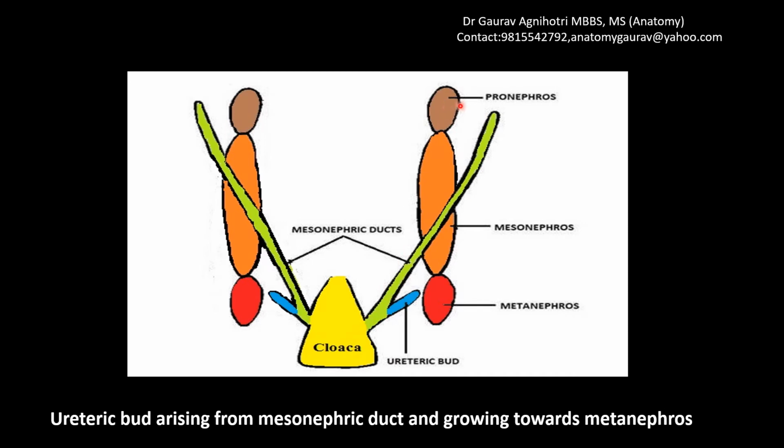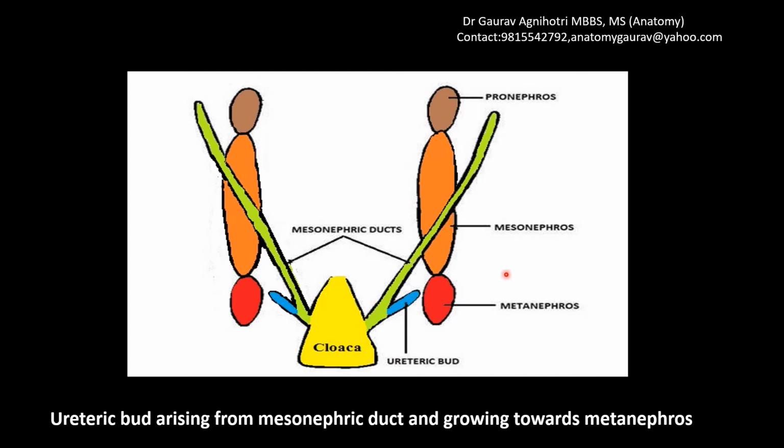So pronephros disappears and a nephric duct is left, and mesonephros disappears from the thoracolumbar region, and the mesonephric tubules unite with the nephric duct to form this mesonephric duct, which opens now into the cloaca.